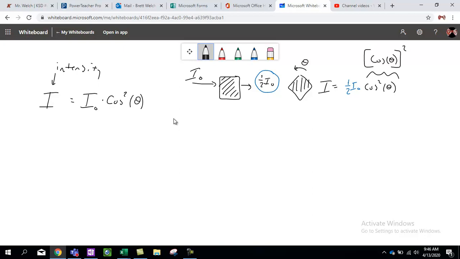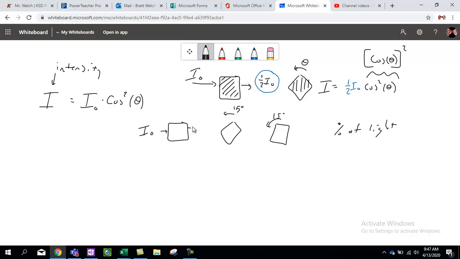Let's say that I have 3 Polaroids, and let's say that they're rotated 15 degrees. Each time 15 degrees and then 15 degrees more. And I just want to know what percentage of light gets through. This happens a lot. We actually don't measure the intensity of the light at the beginning. We just want a comparison. And so we're going to call this I naught.